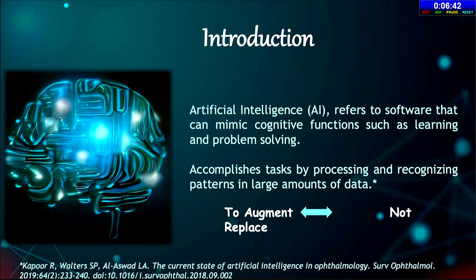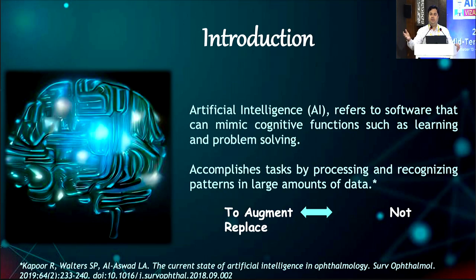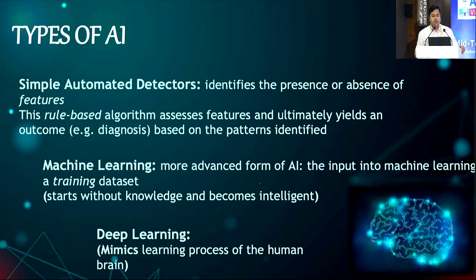So AI or artificial intelligence refers to software that can mimic cognitive functions such as learning and problem solving. So the problem here is detection of ROP, screening and treatment of ROP, right? And the same applies to DME and AMD as well. Basically the idea is to augment the already existing protocols and treatment aspects and not to replace them. This is a big misconception that AI is going to replace doctors or treatment modalities. It is mainly to augment, right?